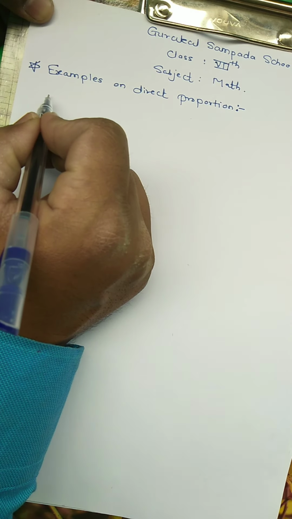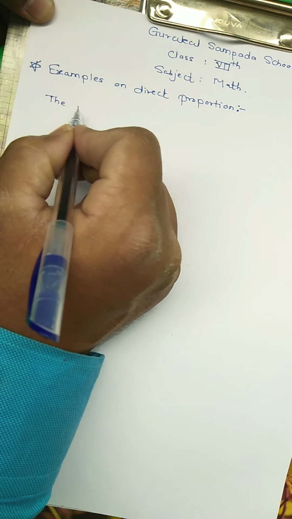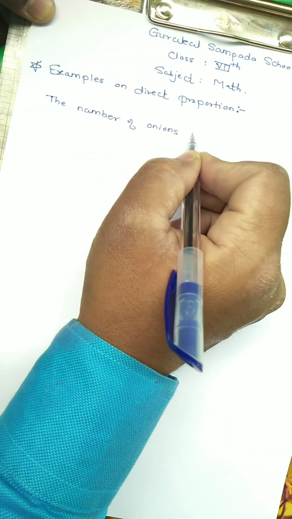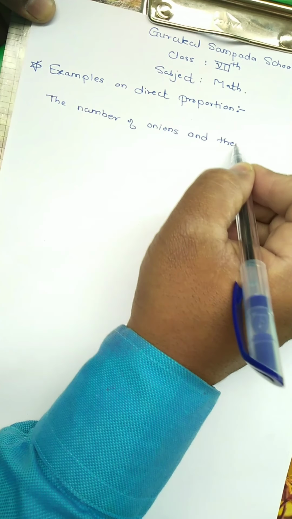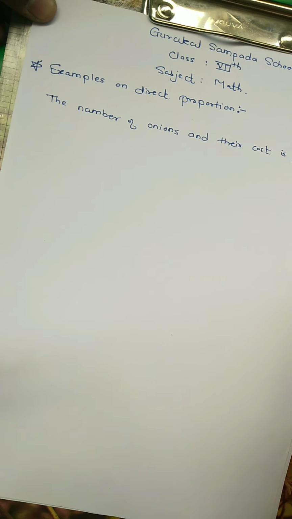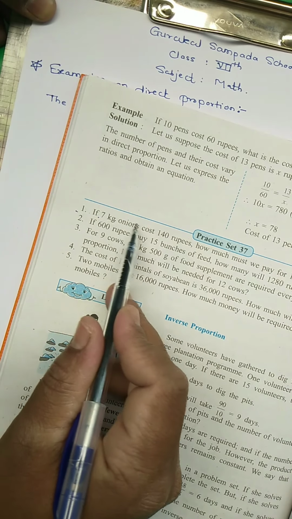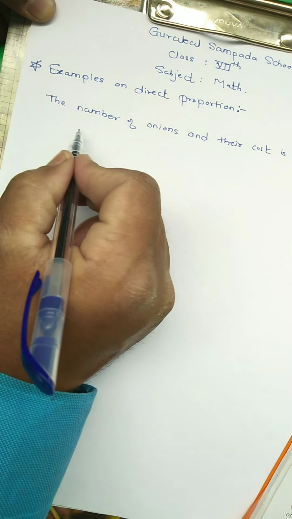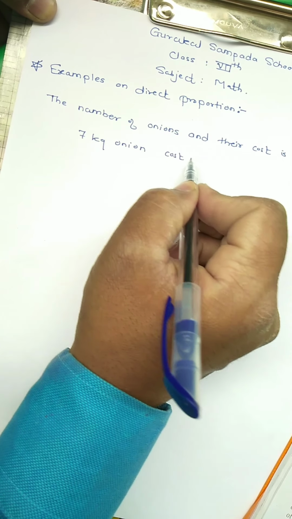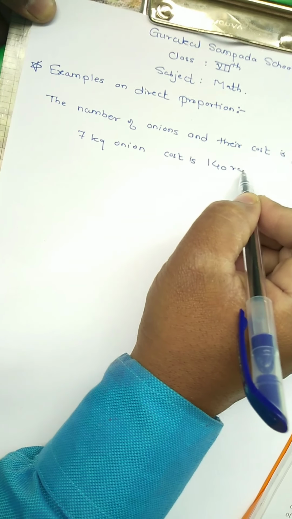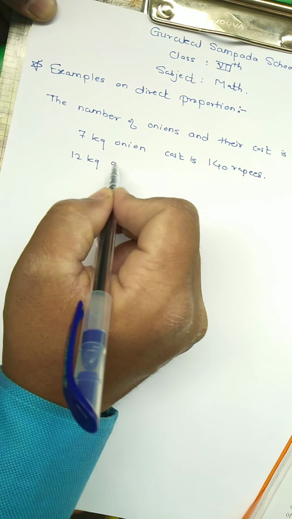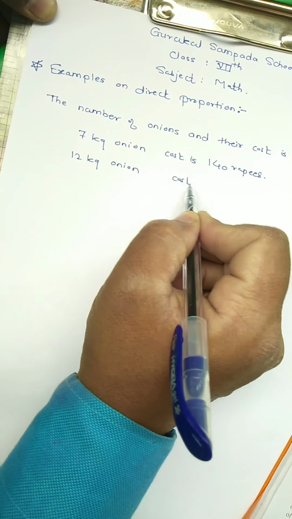So the quantity of onions and their cost is given. What is the first condition? 7 kg onions cost 140 rupees. So for 7 kg onions the cost is 140 rupees, and if we want to purchase 12 kg onions, then what will be the cost?